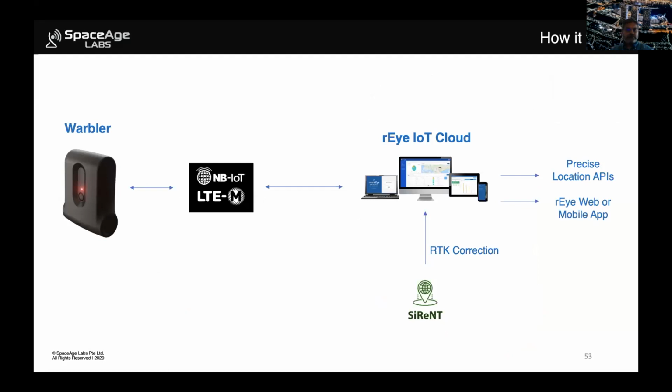So what we use is something called RTK technology to improve the accuracy of the device's location. What our cloud does is it transmits these correction factors down to each device in the field and improves the GPS accuracy of our device. And then the device in turn returns the accurate location, which is available as an API for you to integrate, or you could use our application to manage or track your asset with this.